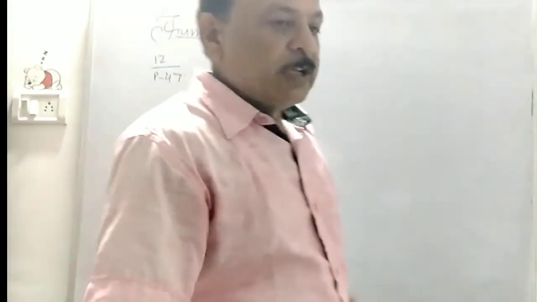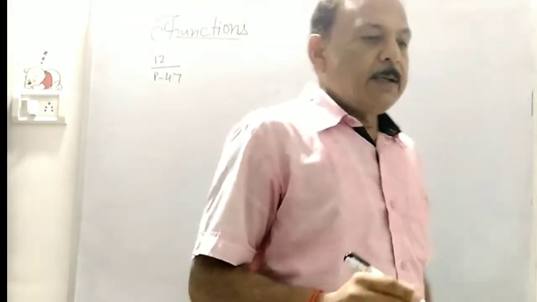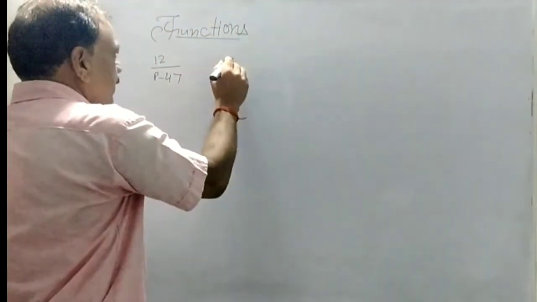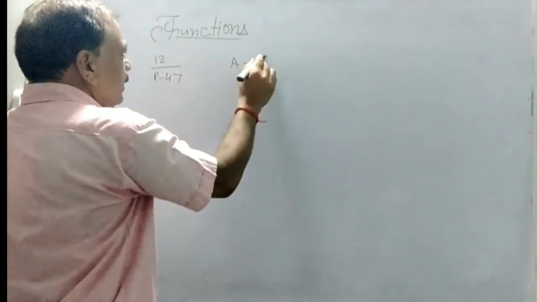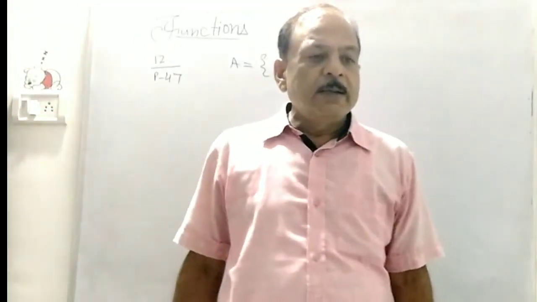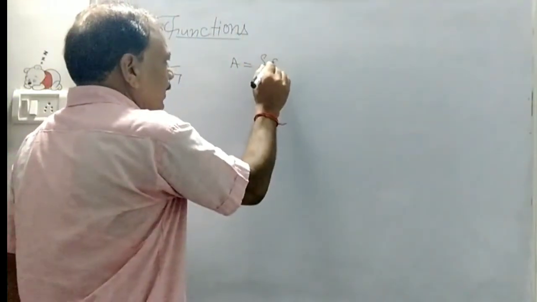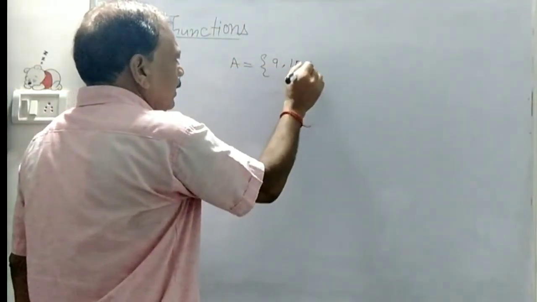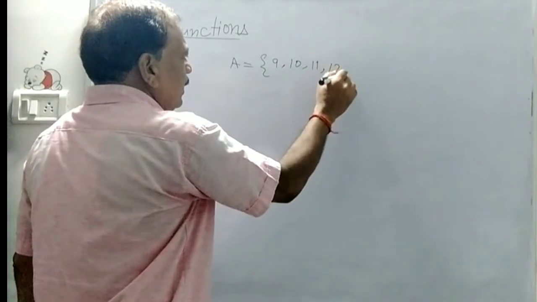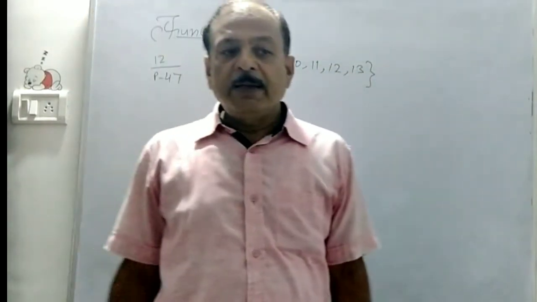Page 47, इसमें दिया हुआ है A. A is a set. In this way, this set is given: 9, 10, 11, 12 and 13.